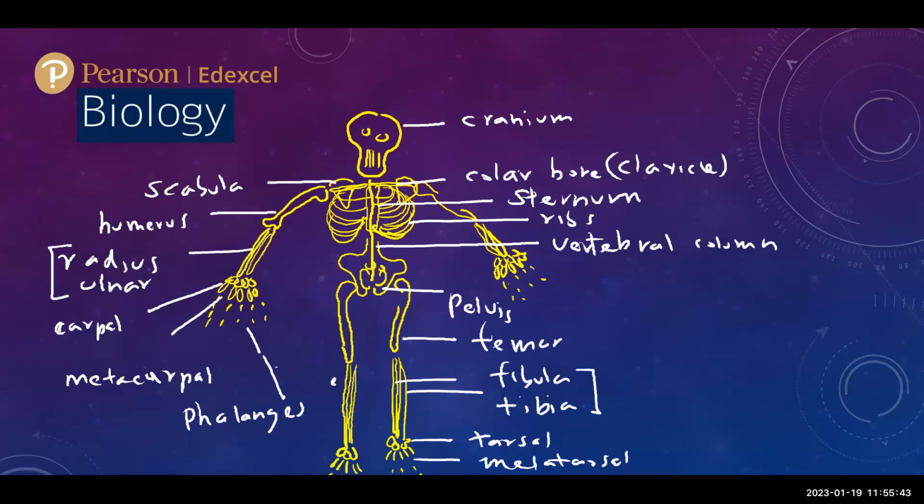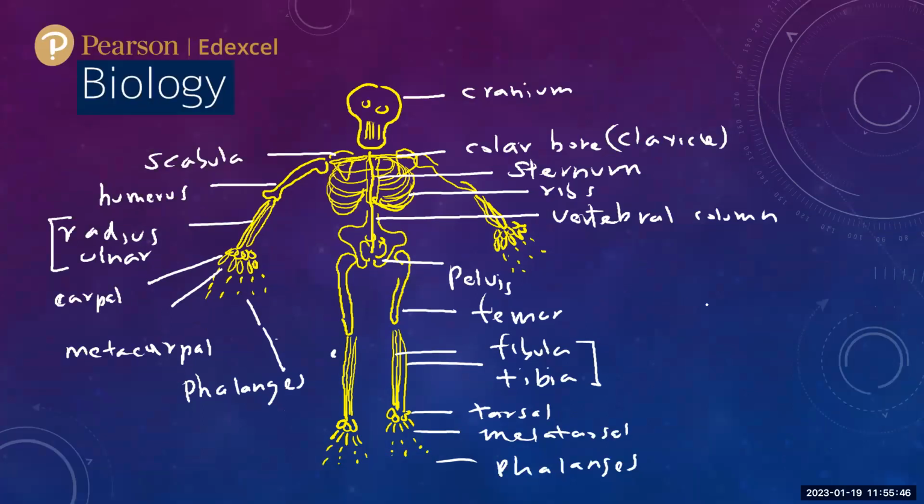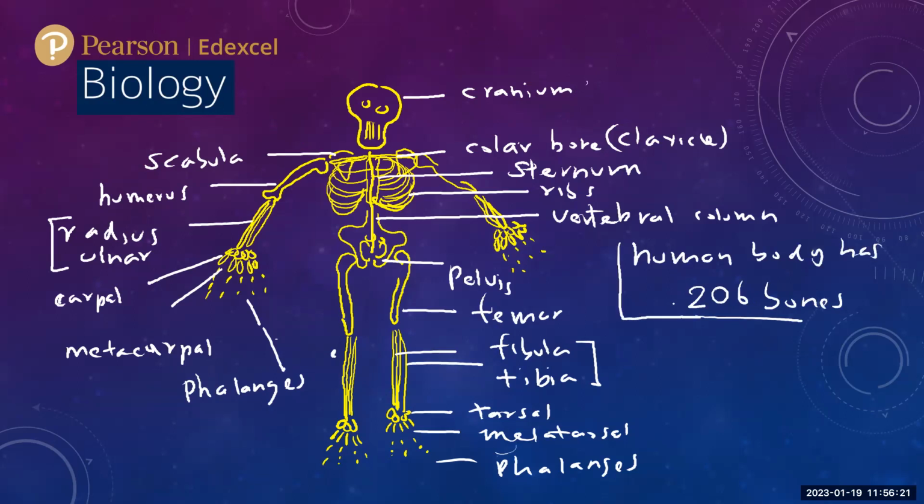So it's easy because the human skeleton system has 206 bones. So you are lucky that you don't have to learn 206. I think you're going to learn only around 20 names of the skeletal system. So the human body has 206 bones, but you are lucky that you're going to learn only a few, 20 bones, only those names.